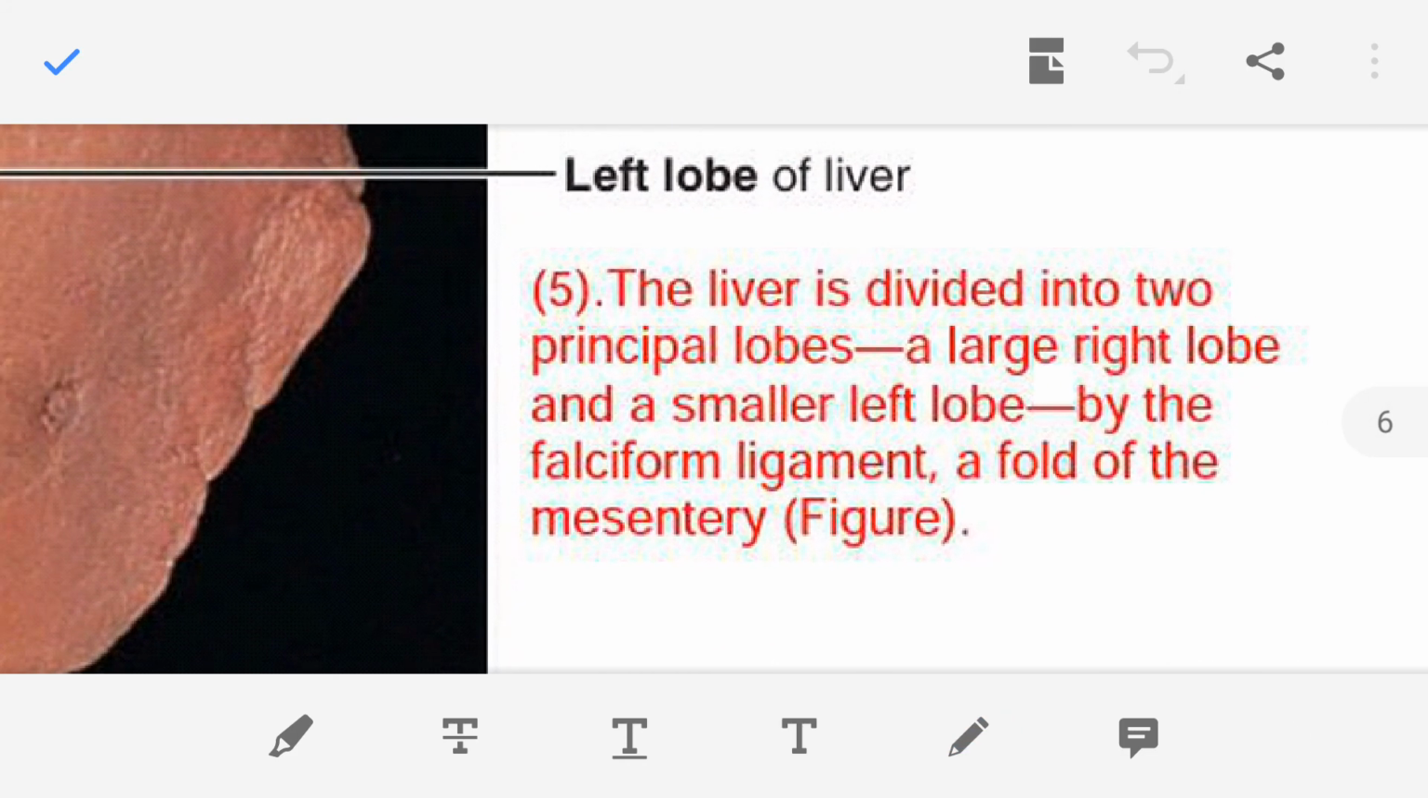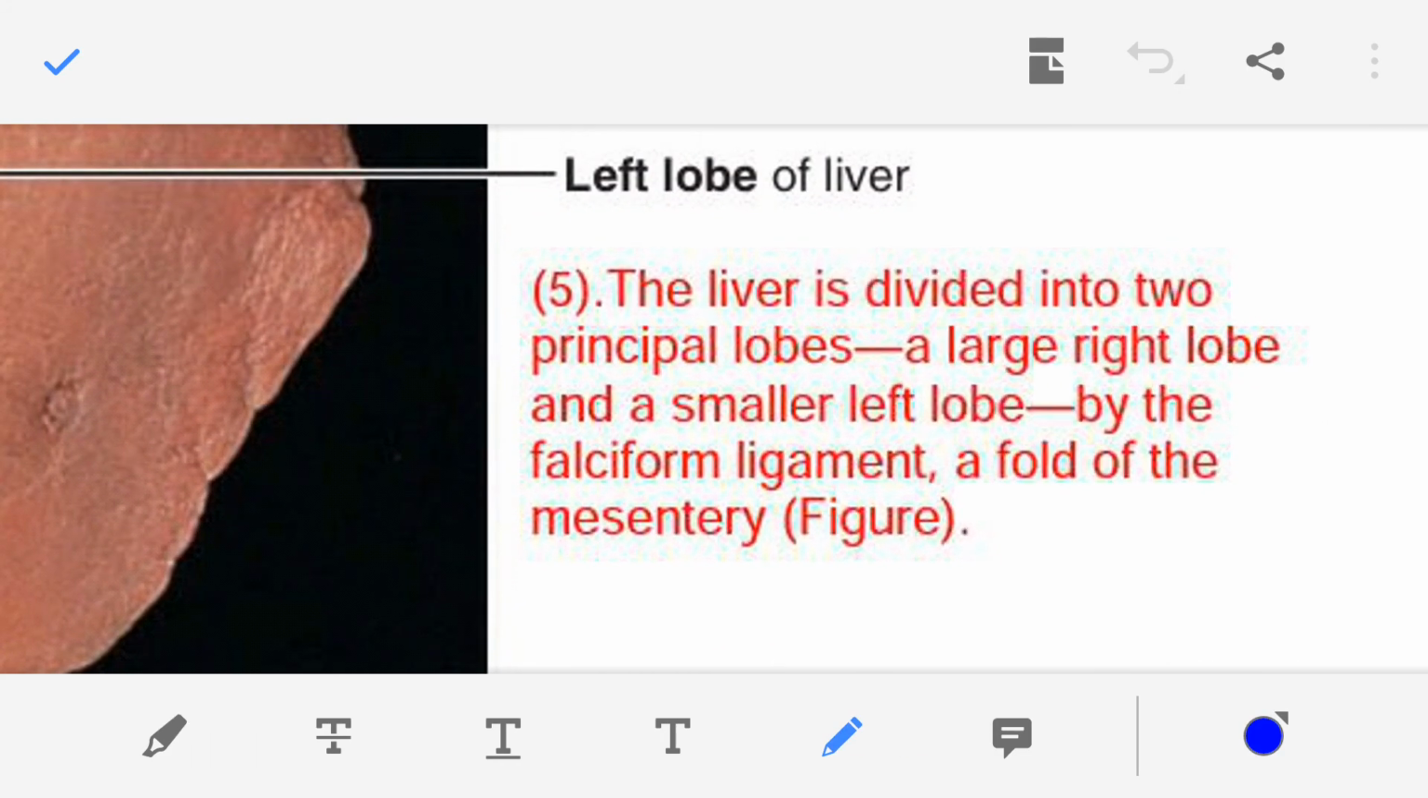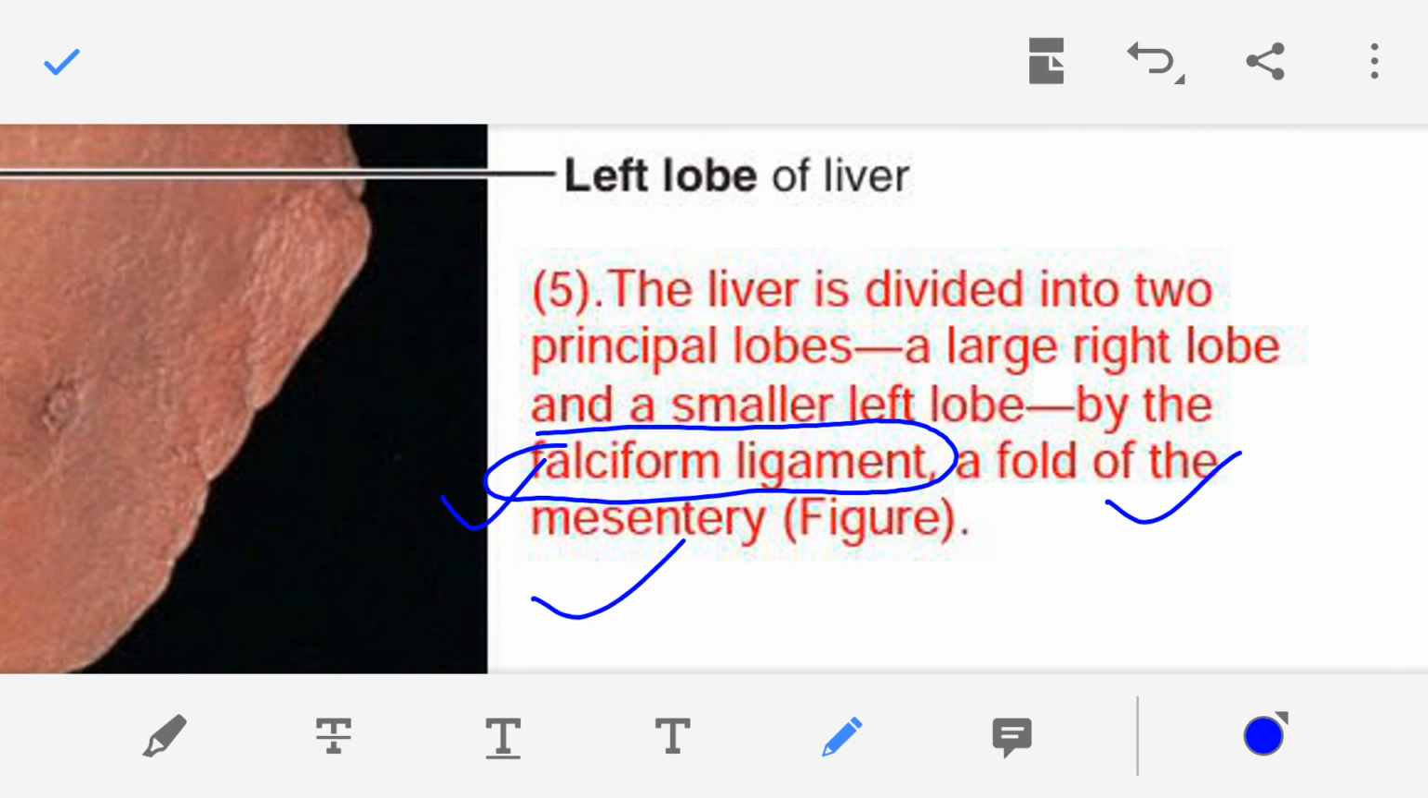So in the fifth point, we need to remember the falciform ligament, where it is present and what it is doing. And what is this falciform ligament? It is the fold of the mesentery.